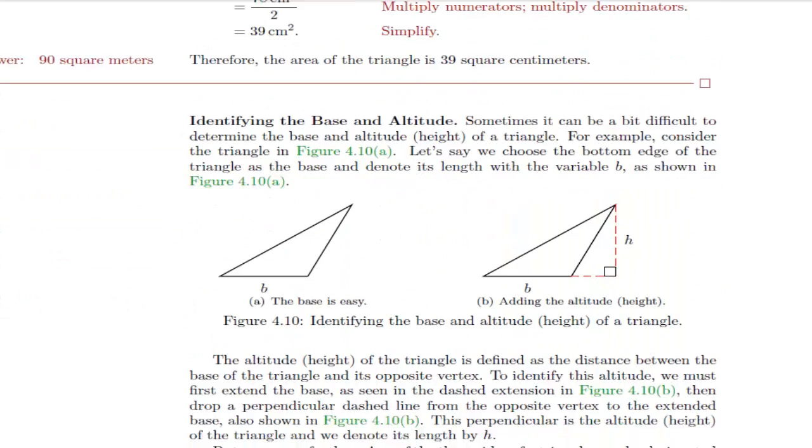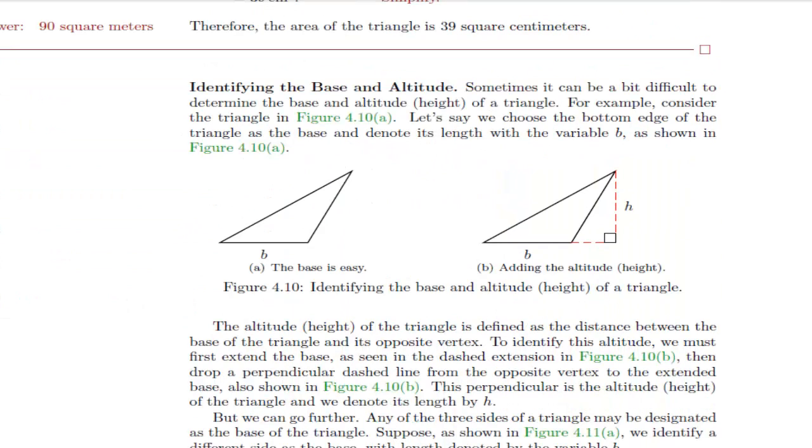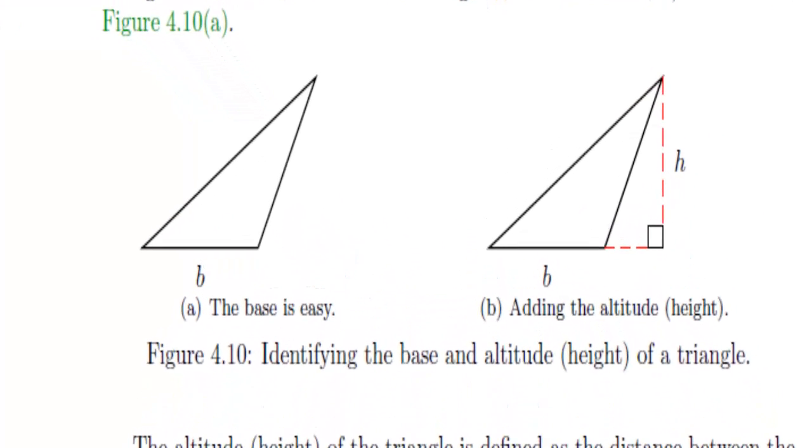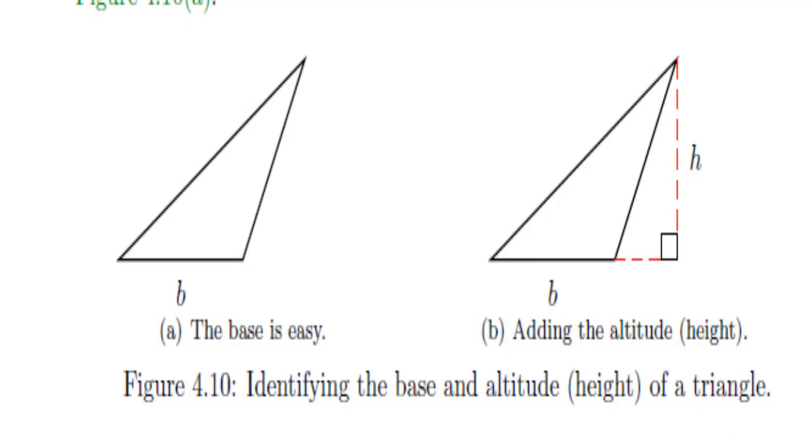Identifying the base and altitude. Sometimes it can be a bit difficult to determine the base and altitude or height of a triangle. For example, consider the triangle in figure 4.10a. Let's say we choose the bottom edge of the triangle as the base and denote its length by the variable b as shown in figure 4.10a.